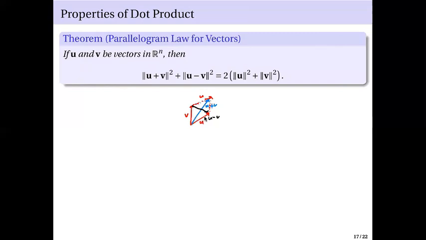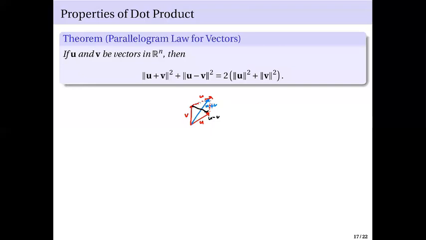The magnitude of U is this. 2 times the magnitude of U is this U and this U. The magnitude of V is just this guy here. 2 times the magnitude of V is this guy and this guy. So it says that the sum of the two diagonals of the parallelogram is equal to the perimeter of your parallelogram. So that's the graphical representation.